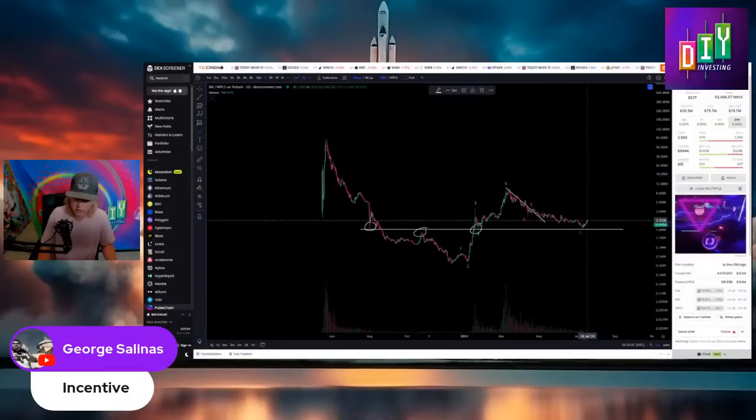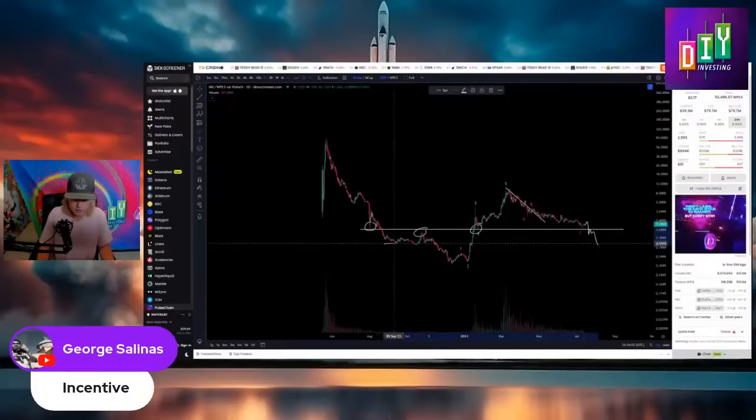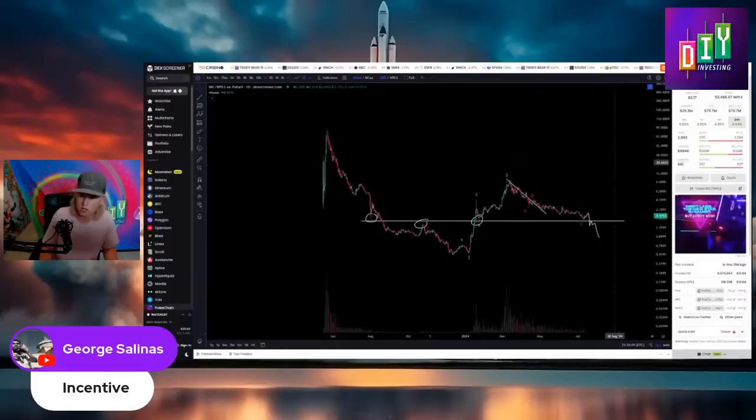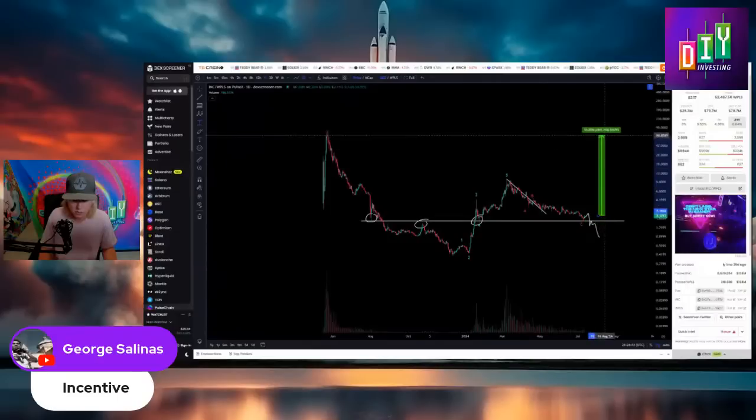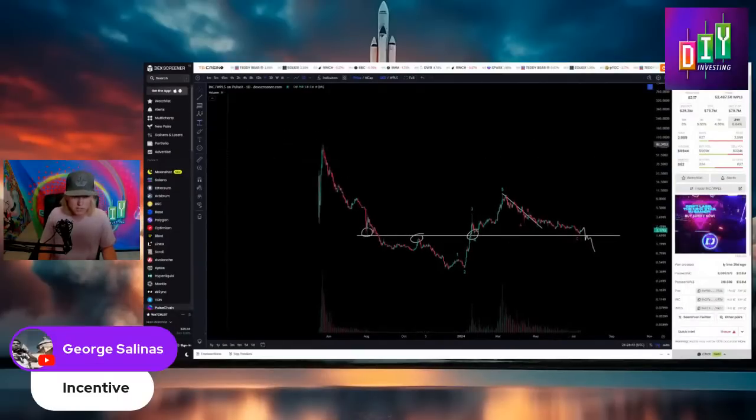However, if this was to go like this and start rejecting, then it could come all the way back down to probably this support at like 70 to 80 cents, somewhere right around there. That's what I'd be watching. But big picture, like I stated, from where we're at right now to those prior all-time highs, you're looking at a 36x move. So I firmly believe it's going to do that.